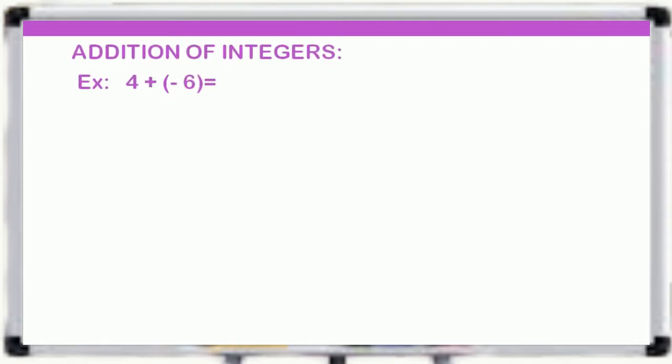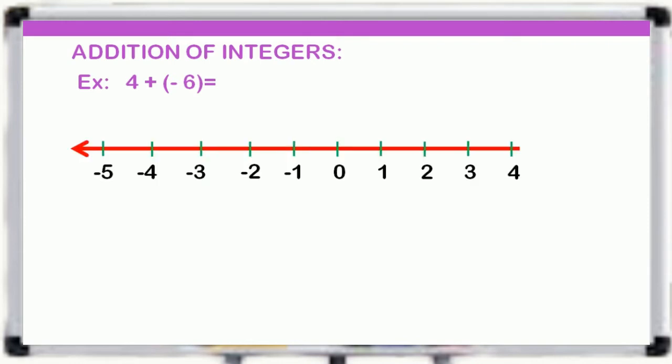So take another example. Here 4 plus of -6. Here we have to add a negative integer to the integer. So first take 4 on the number line, then we have to add a negative integer. Every time when we add a negative integer to an integer, we have to move left side on the number line.